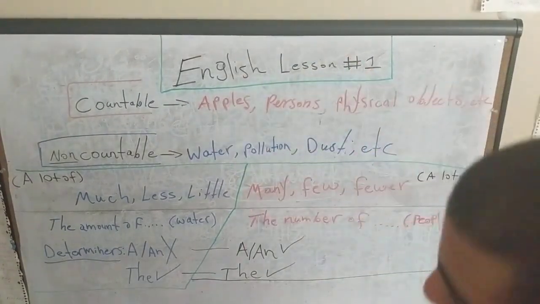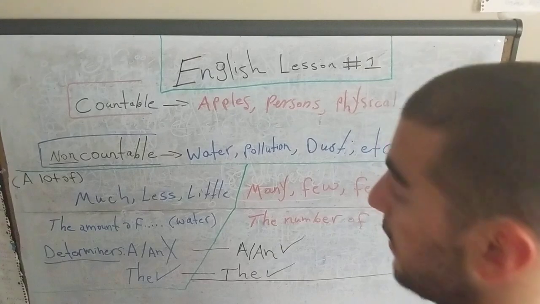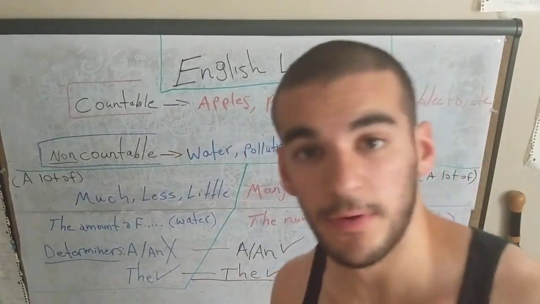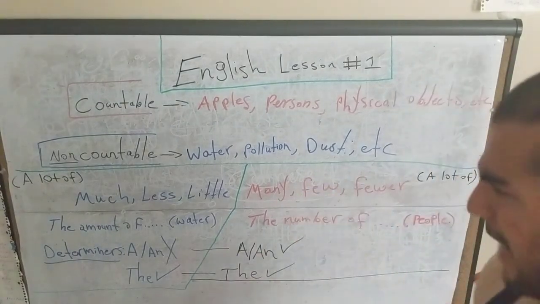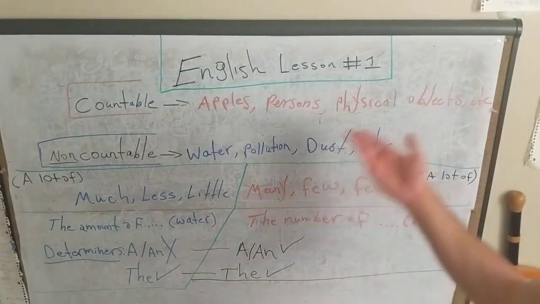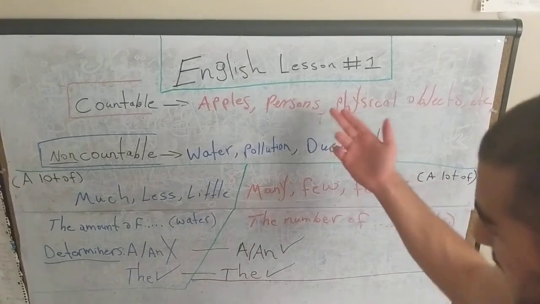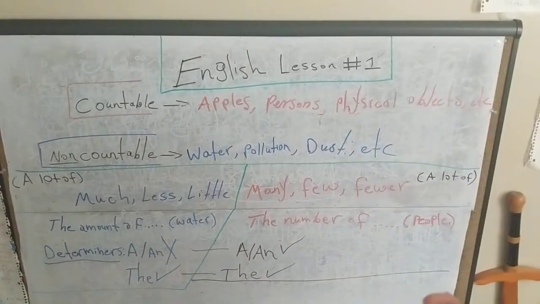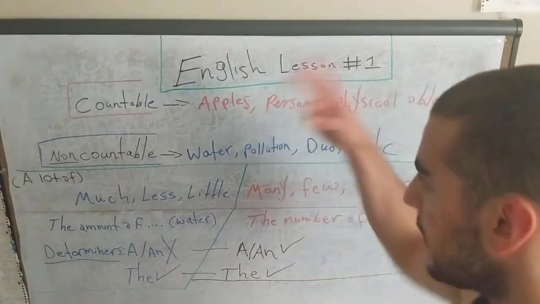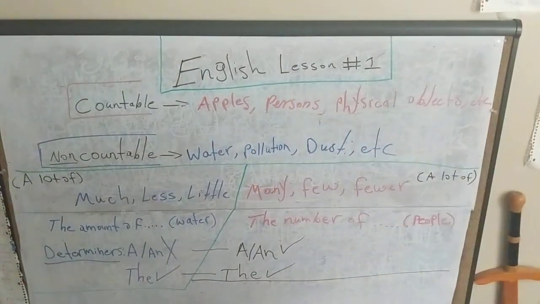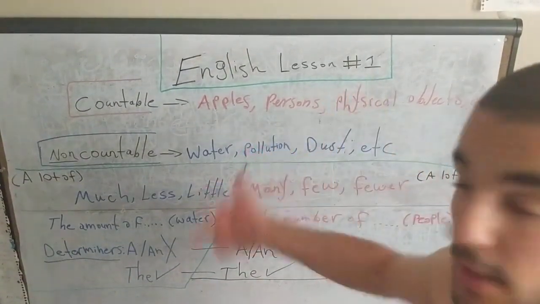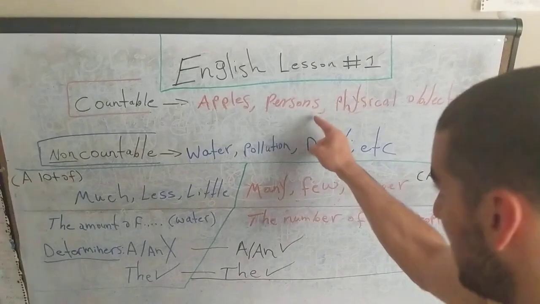Lesson 1, okay? In this lesson, we're going to be dealing with the differences between countable and non-countable nouns, okay? Now, what is countable? Countable nouns, as you can see here, which are highlighted in red, simply mean that you can count them, okay? For example, you have 1 apple, 2 apples, okay? You have 1 person, 2 persons, and notice that yes, it is persons.